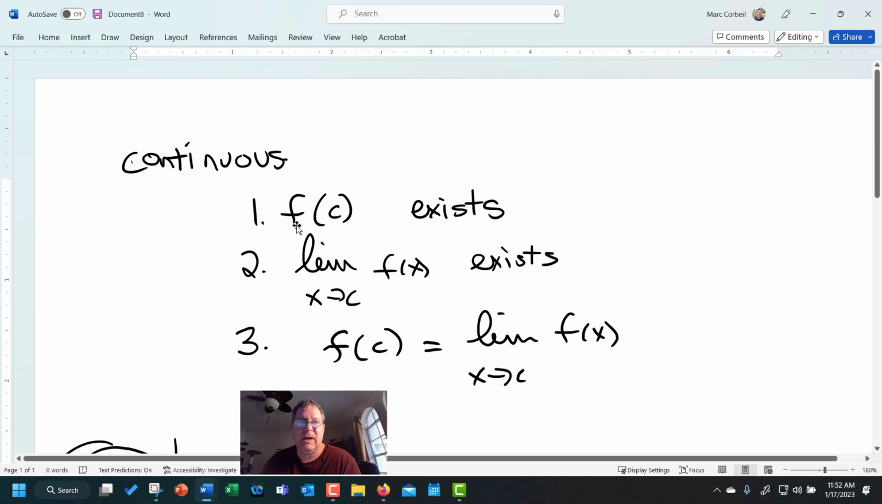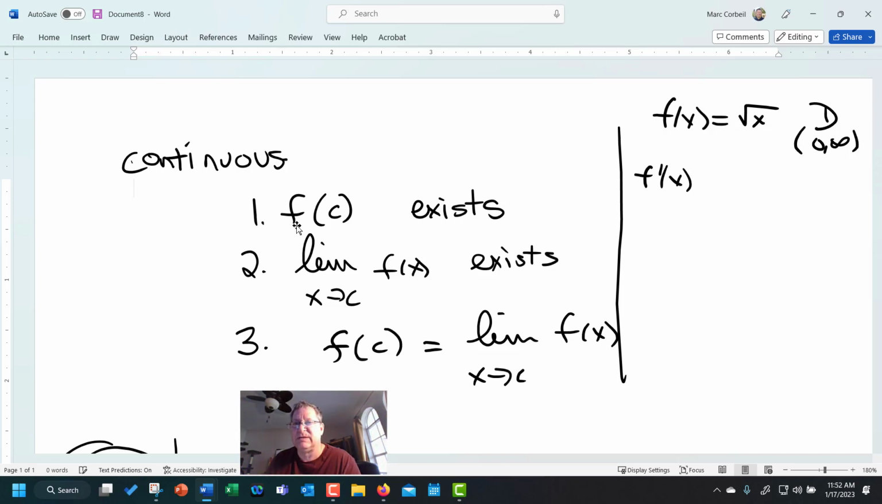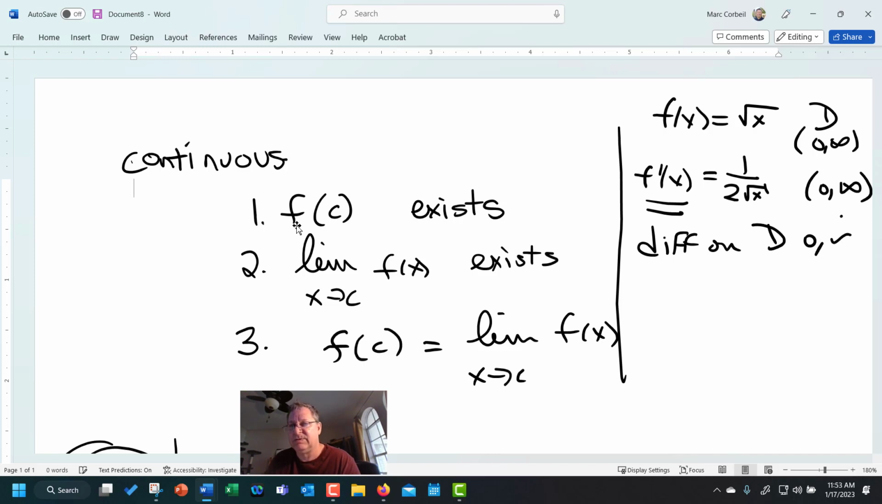For example, we'll go right back here. If you look at f of x is equal to the square root of x, and we stick on the domain 0 to positive infinity, if we look at f prime of x for that, which is 1 over 2 square root of x, notice that is definable on the domain 0 to positive infinity. The only problem might have been 0, but we took that out. Therefore, this is differentiable on 0 to positive infinity. Therefore, it is also continuous on the domain.